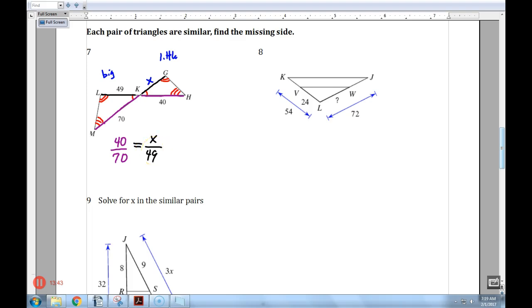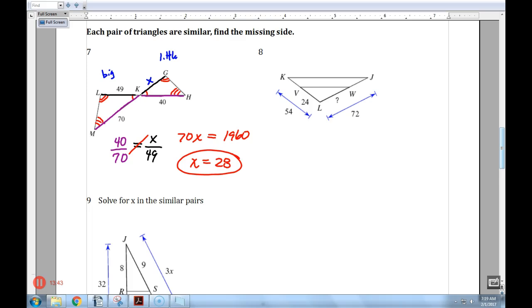And now the rest is algebra from here. I have 70x equals 40 times 49 is 1960. And I'm going to divide both sides by 70. And the answer would be 28. So the missing side there was 28.